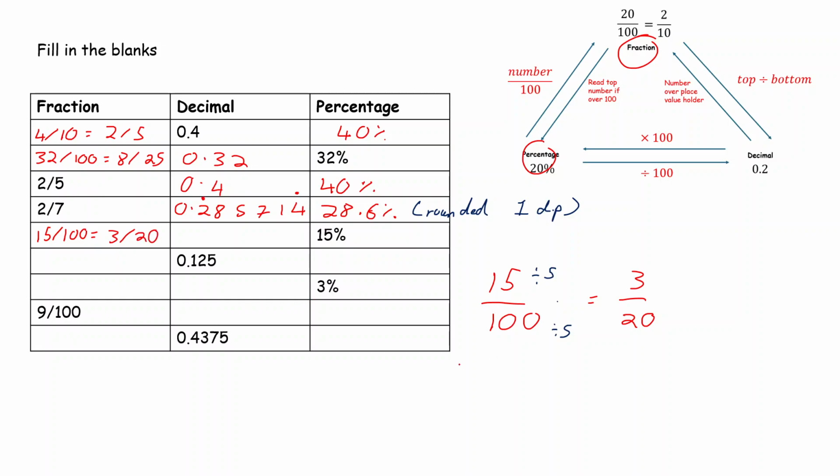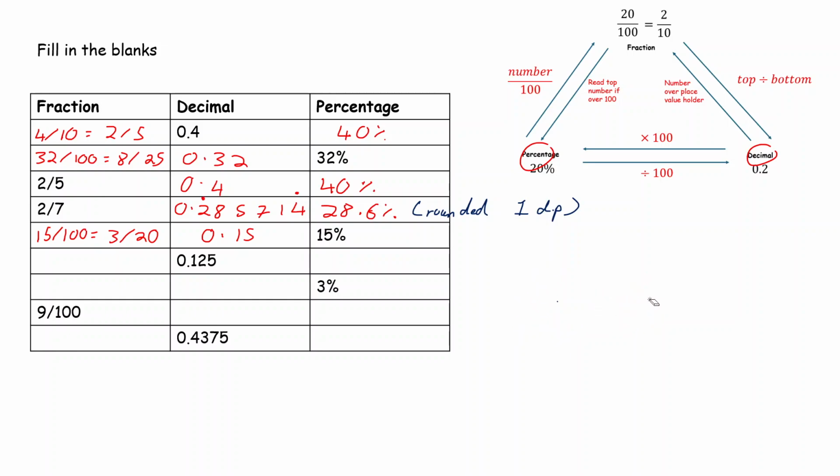Now, as a decimal, okay, well, to get from a fraction to a decimal, we just do the top number divided by the bottom number. Okay, or maybe looking at it in this way, from a percentage to a decimal, you just divide by 100. Right, so 15 divided by 100 is equal to 0.15. So 0.15, and there we go. So that one is done, which is good.